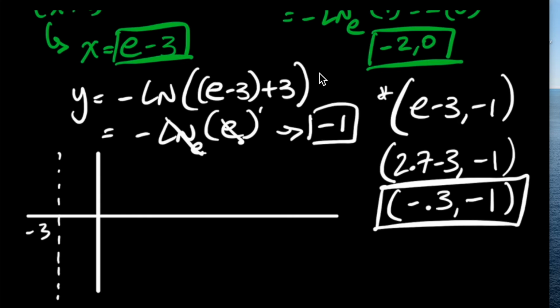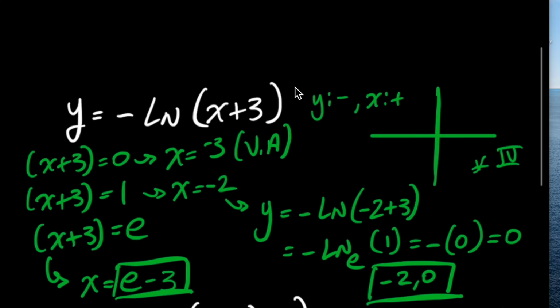Our first point is negative 2, comma 0, which will put us right here. Our second point is negative 0.3, negative 1. So we have a graph that hugs the vertical asymptote and heads towards the fourth quadrant, which is what our intuition told us, because recall the y value was negative, the x value positive.